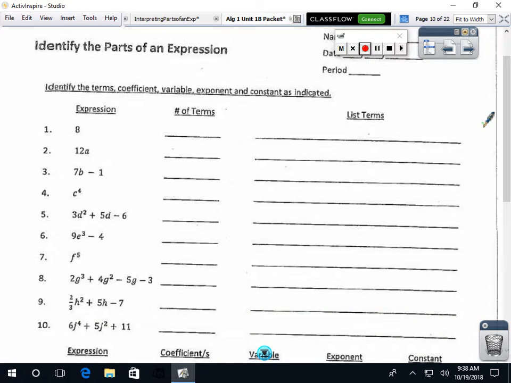Identify the terms, coefficient, variable, exponent, and constant as indicated. Okay, number 1, the expression is just 8. How many terms is that? 1. And then it wants you to list out the terms. Well, there's only one term, and it's 8. Okay, number 2, how many terms is that? It's also just 1. Remember, to be a term, it can be a number or a variable or a number and a variable multiplied together. Okay, so that's still one term because they're multiplied together. So that one term is 12a.